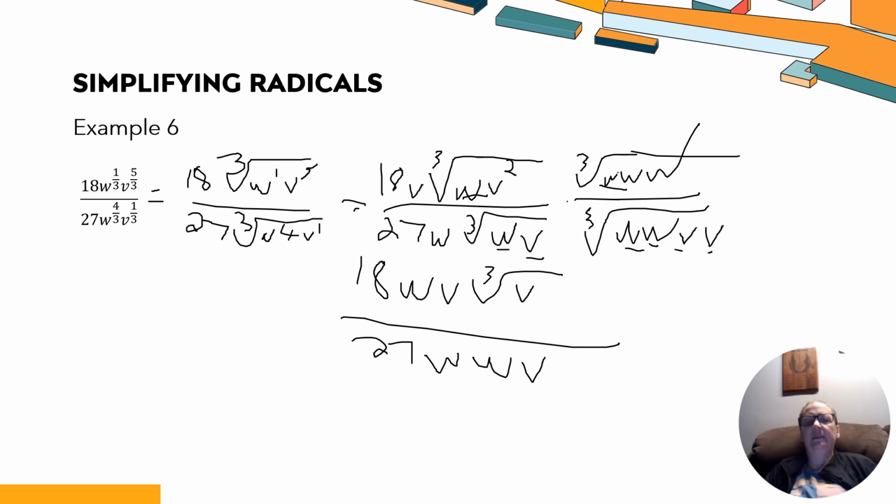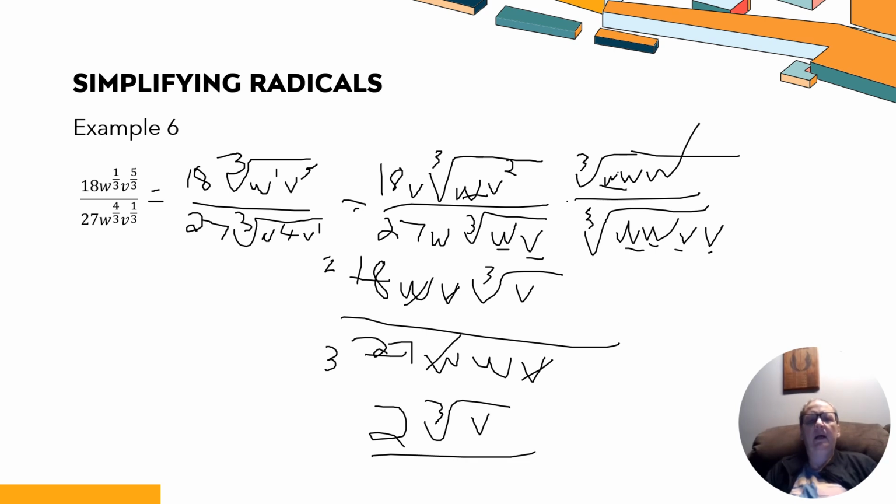So now I'm ready to simplify. So 18 and everything that's not in a root can simplify. So 18 and 27 are both divisible by 9. So this is a 2, and that's a 3. A w can cancel out of both top and bottom. A v can cancel out of both top and bottom. So what I'm left with up top is a 2 and a cube root of v. And in the bottom, I'm left with a 3 and a w.